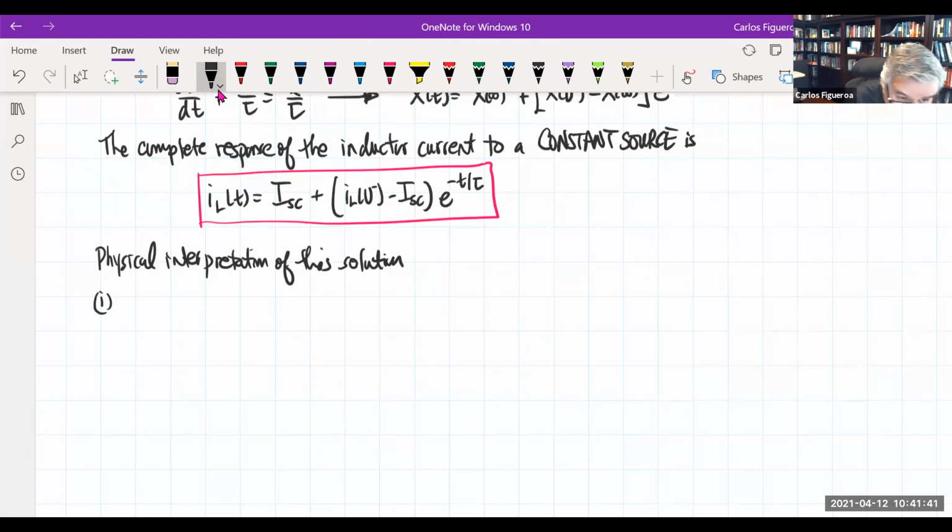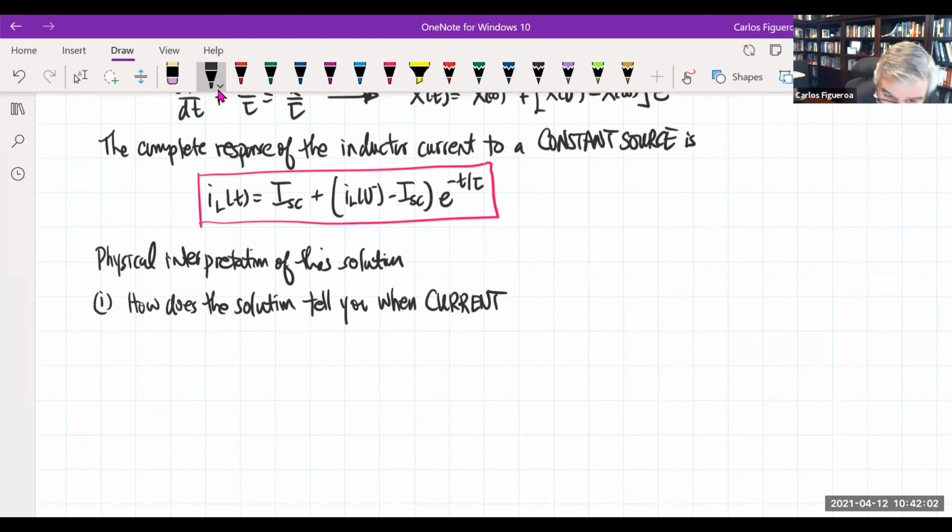So the first thing I want to ask is, how does the solution tell you when current is being stored up? It's very common for people to say, oh, you're charging up an inductor. Well, let me tell you about the inductor. The inductor has a net charge of 0. So that's a meaningless statement. It's either storing current or decaying current. That's why I use the words stored up. It's storing current when it's going to a higher value.